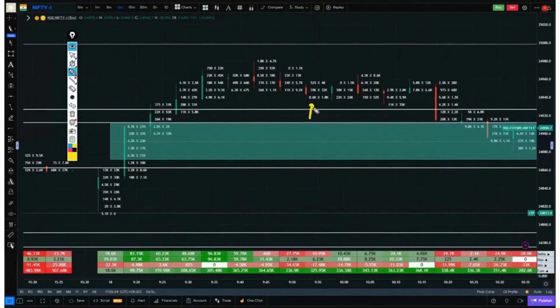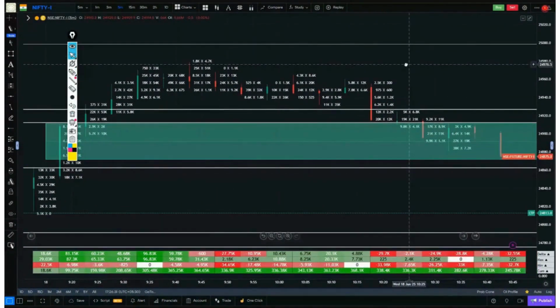Once it came to the pullback, we saw a decent amount of selling. Look at this, around the 30K level, but it hasn't come to the pullback yet. This is that particular candle which touched the 53K zone and, in a way, also touched this zone. But as soon as it touched this zone, we saw a good amount of selling here.